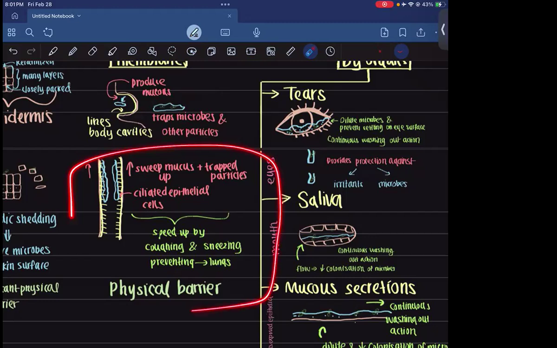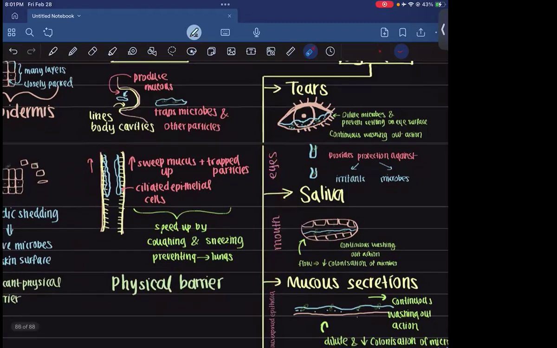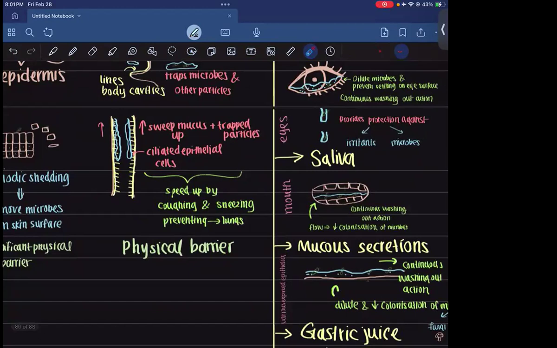And especially when you consider the respiratory tract, there will be ciliated epithelial cells present. And when mucus is present on the ciliated epithelial cells, this mucus will be trapping the particles which they are encountering, and due to the beating of the cilia, what will happen? They will be sweeping the mucus upwards along with the trapped particles. And when there is coughing and sneezing occurring, they will be speeding up this process of removing the microorganisms along with the mucus. Okay, and therefore the microorganisms will be prevented from entering the lungs.